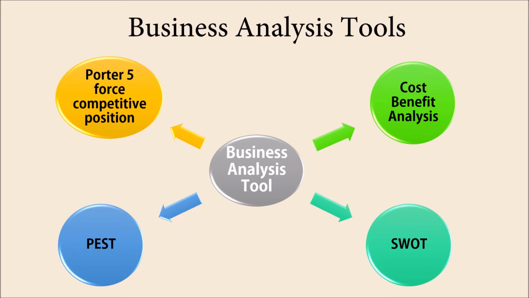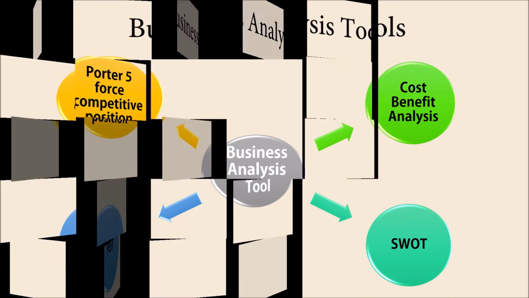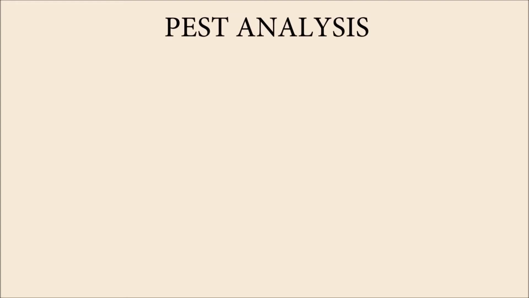Now that we know broadly what are the business tools we are going to be studying, we'll look slightly more in depth on each one of them. Firstly, we'll look at the PEST analysis. This talks about analyzing the political, economical, social, and technological surroundings.